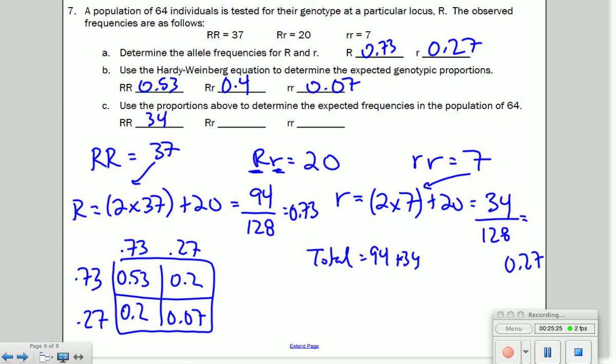So this was 64 times 0.53. This will be 64 times 0.4. You should get around, well, we'll just go, I don't know, 25.6. You'll see how it shakes out at the end. And then 64 times little r little r, 0.07, and I get something like 4.4.